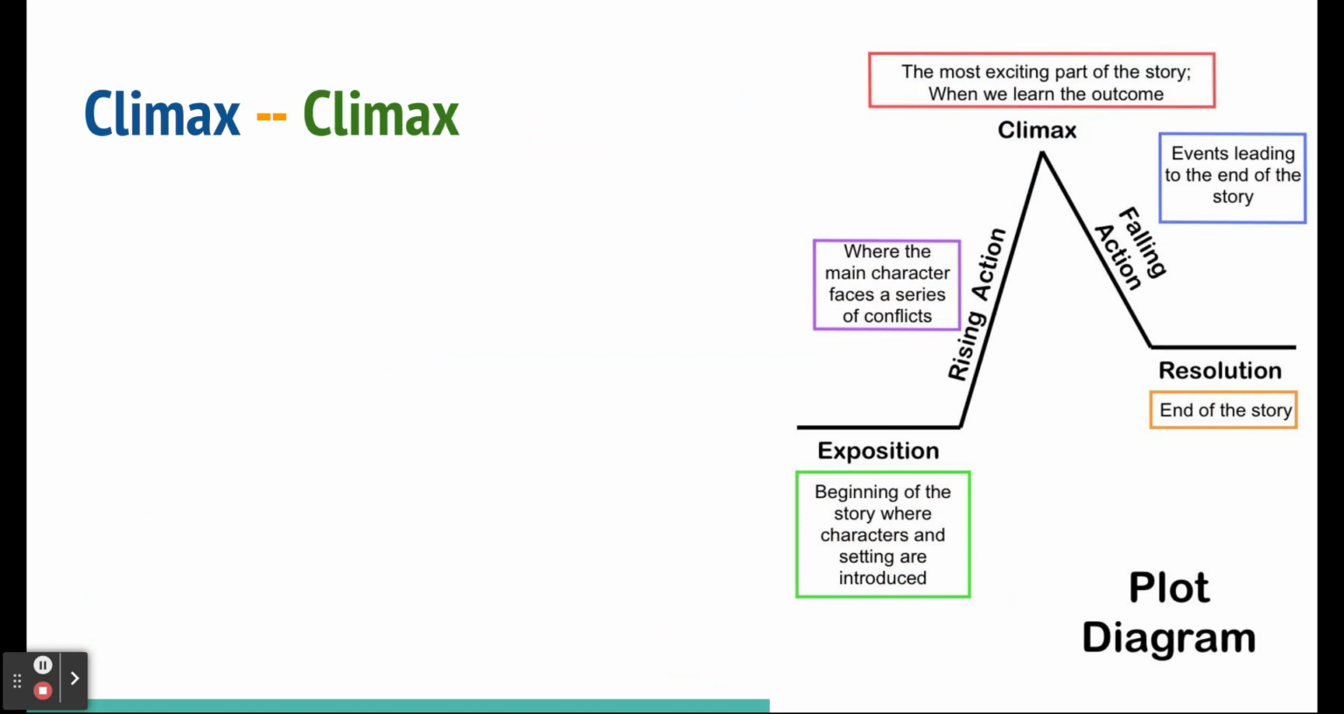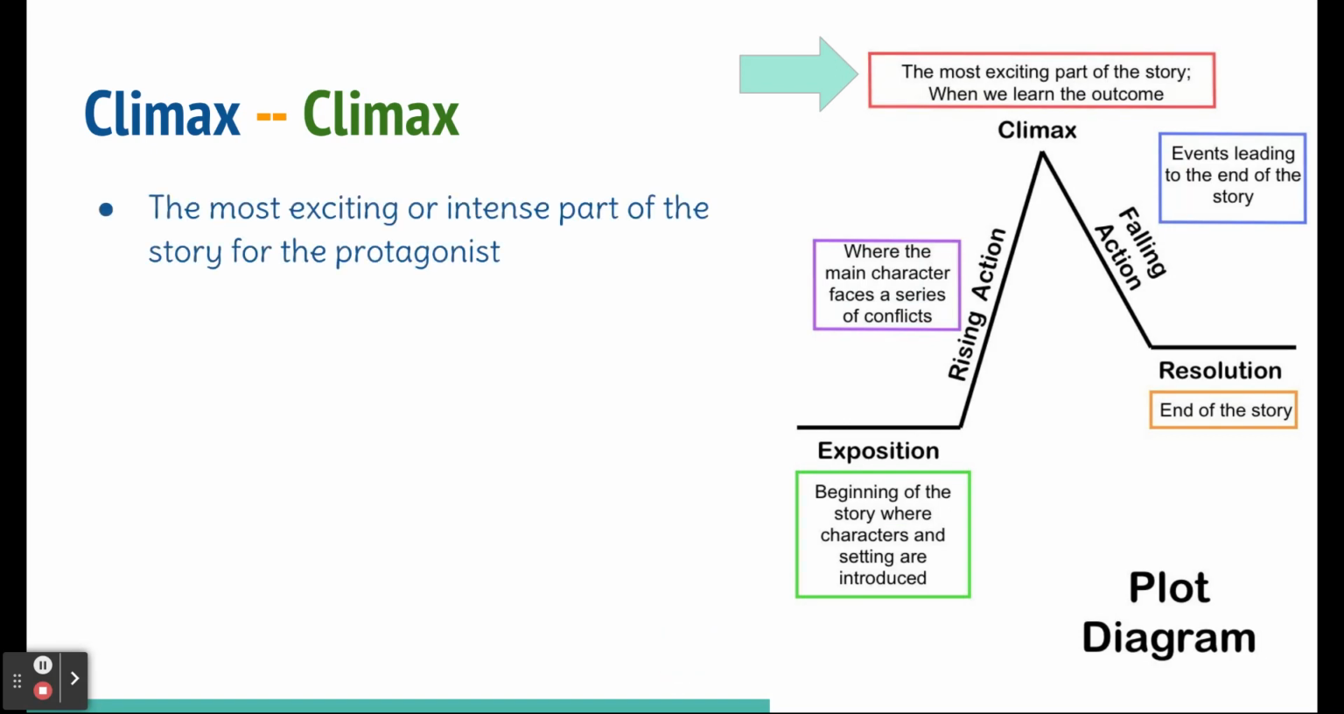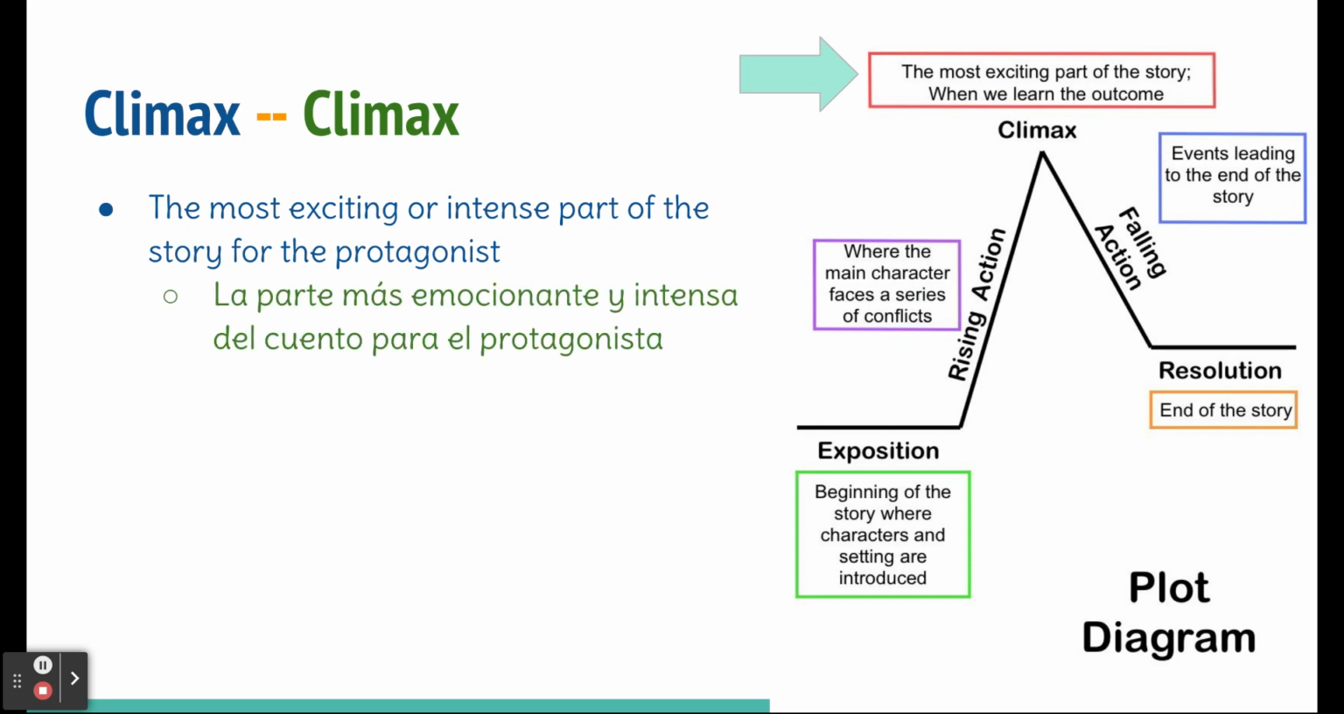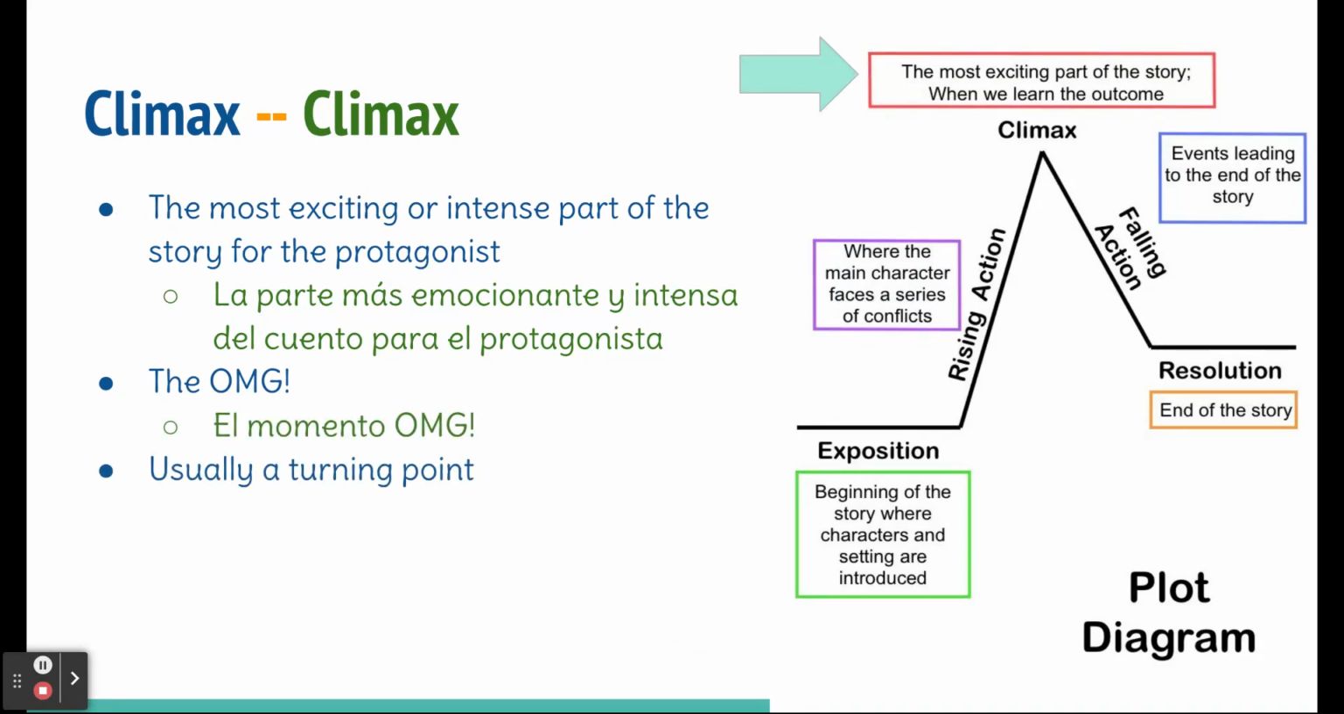After the rising action, we arrive at the climax, the most exciting part of the story, and when we learn the outcome. Again, this is going to be the most exciting or intense part of the story for the protagonist. And in our example, our protagonist is Cinderella. This can be also referred to as the OMG moment, right? The most exciting. And again, is that turning point where things change for the protagonist and move us toward the next part of the story.